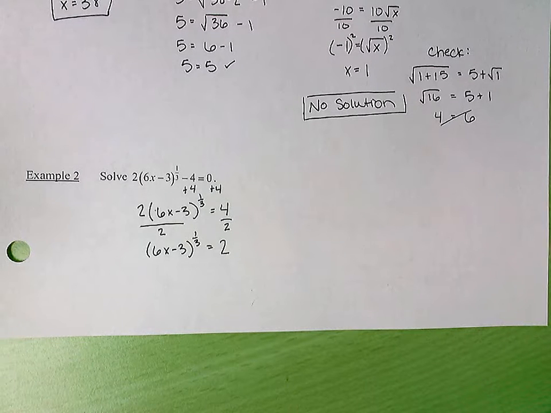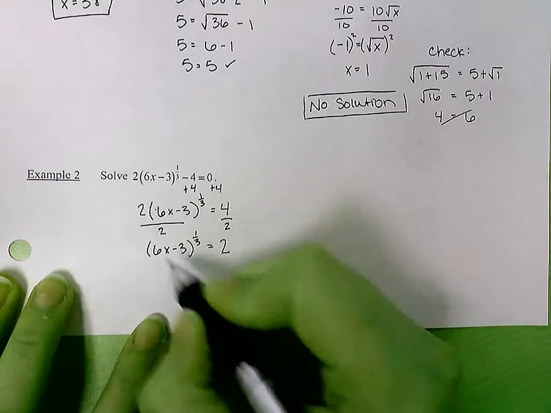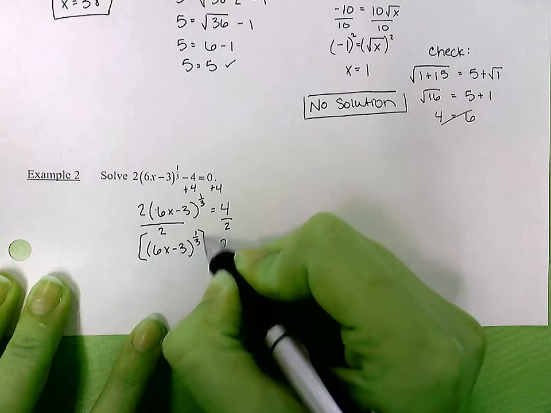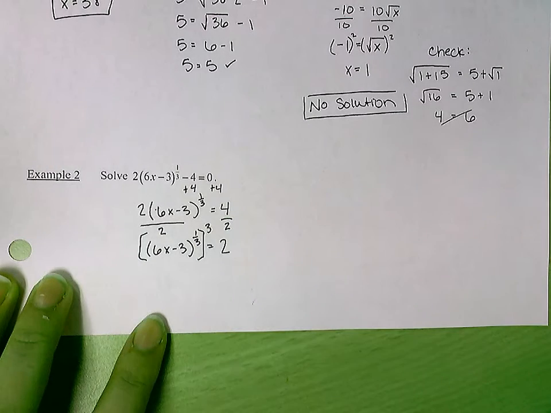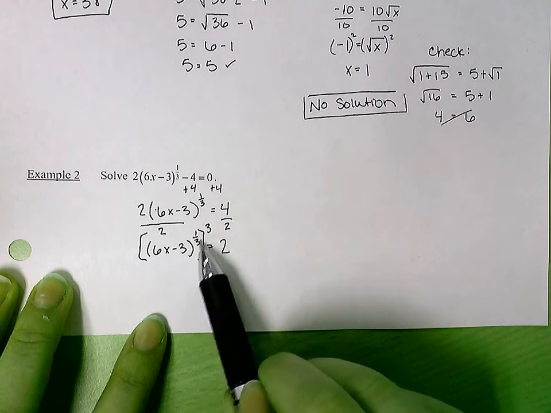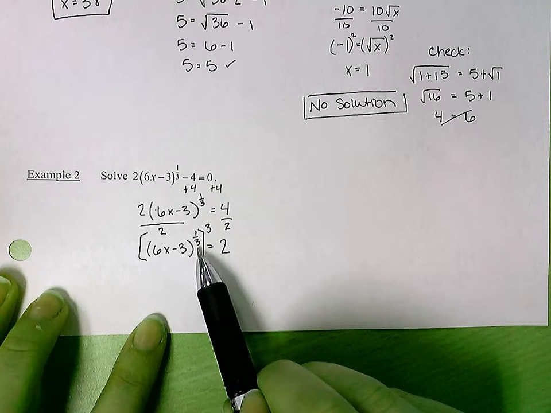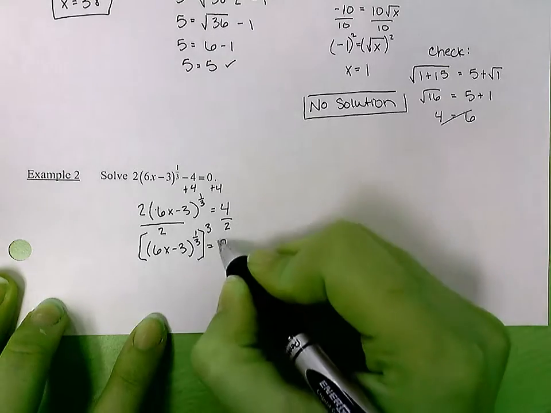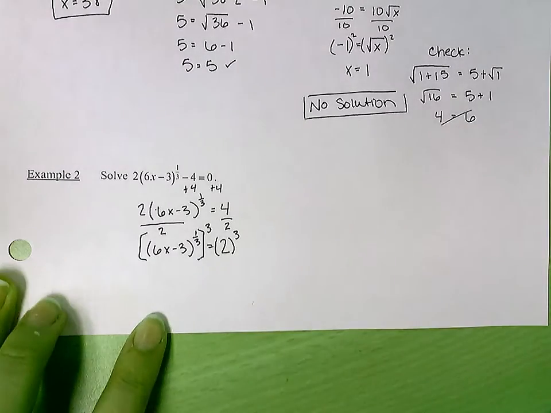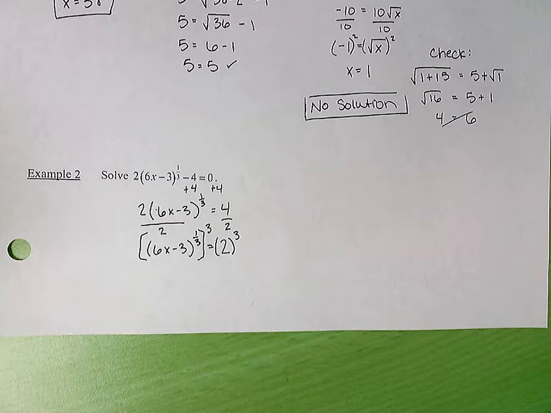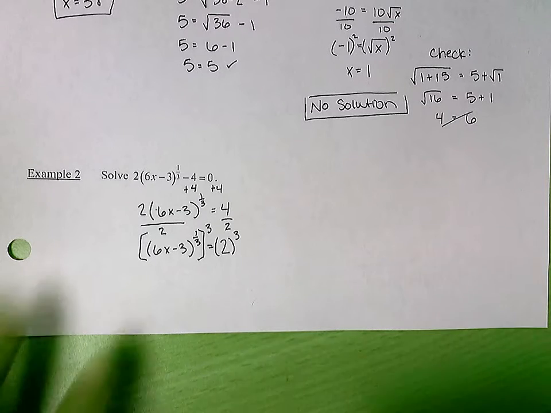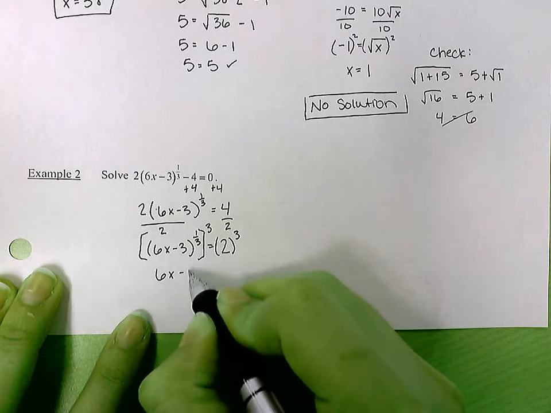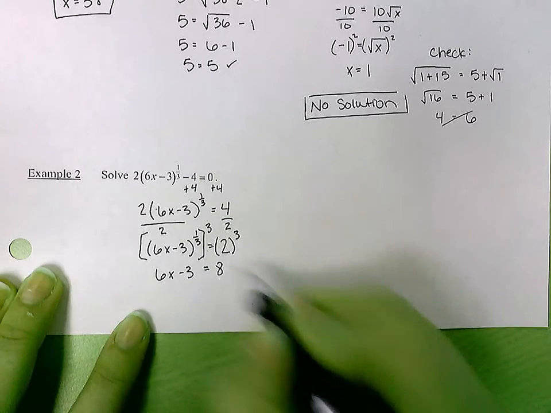Now what power do you think I'm going to raise this to get rid of that rational exponent? Yes. So I'm going to raise this to the 3rd power. Okay, I'm going to do that so that when I multiply those two exponents, it creates a 1. Okay, so I have 3 times 1/3. That's just 1. And I have to do that to the other side as well. Okay, so I have to raise that to the power of 3. Yes, so I'll have 6x minus 3 is equal to 8.